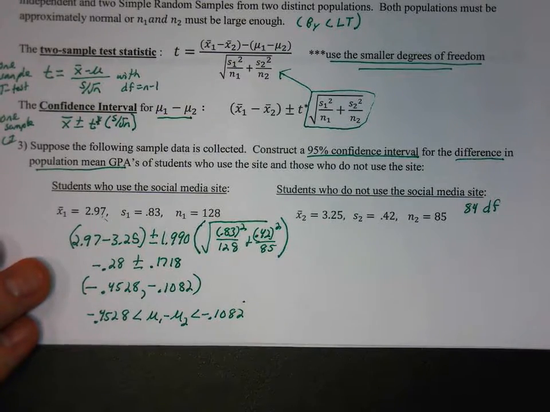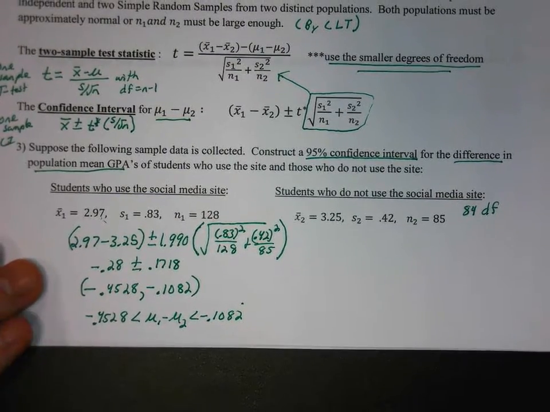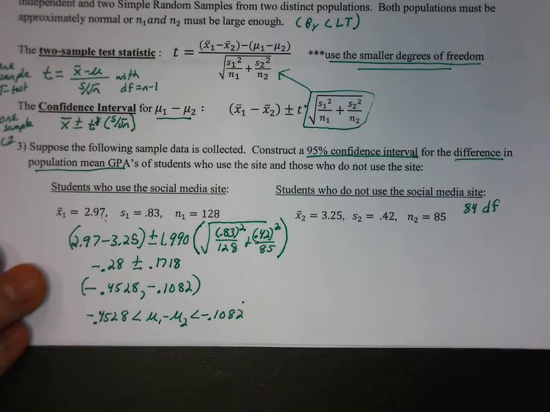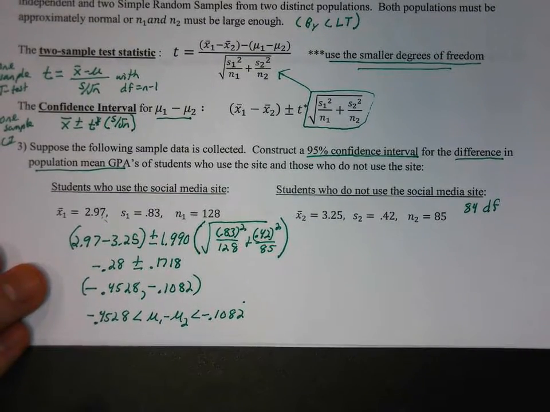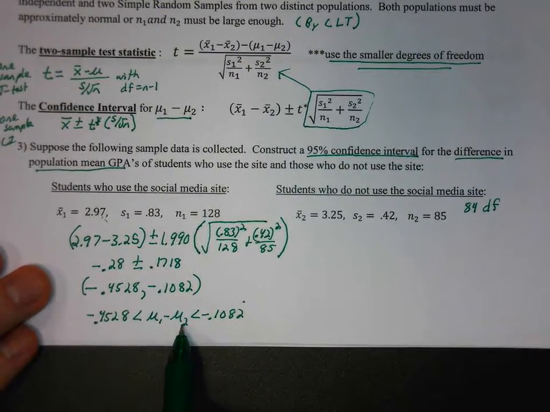Okay, and again, the interpretation is still the same. If we did this process, like took 100 samples from each of those populations, when we looked at estimating mu1 minus mu2, we would expect 95 of those 100 intervals to contain the true value of mu1 minus mu2.